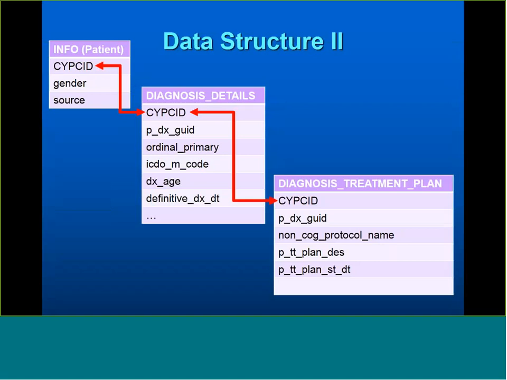But if an individual has more than one diagnosis, which is reasonably rare, but still happens, if they have more than one diagnosis, how would you know what diagnosis treatment plans actually belong to what diagnosis? And this actually then requires you to link by both variables. So in actual fact, in this case, if you were going to put the diagnostic treatment plans together with the diagnoses, you would actually have to link both by CYP C ID and the patient diagnosis ID.